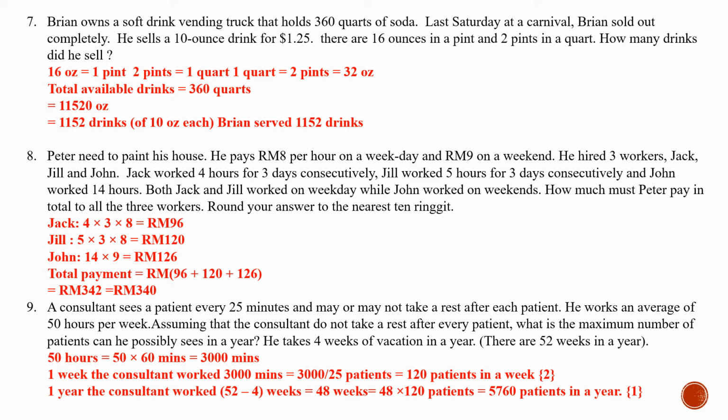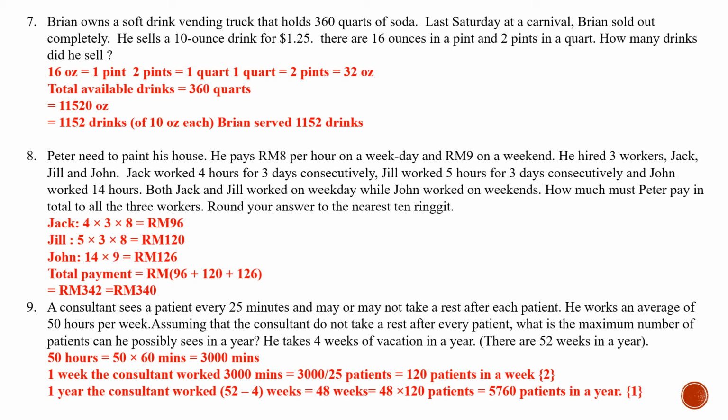Okay, this one a lot of you got it wrong, I have no idea why. A consultant sees a patient every 25 minutes and may or may not take a rest after each patient. He works an average of 50 hours a week. All right, so 50 hours a week, we are going to change it to minutes now. Why do we do that? Because the first part of the question is in minutes. So 50 hours, do you see the first thing I do there, I times 60. So in a week, he works 3,000 minutes, all right?